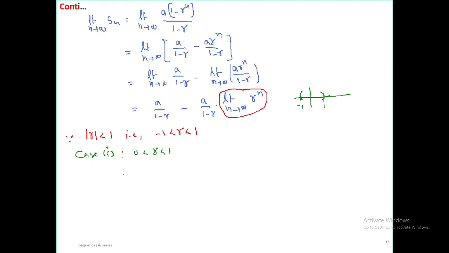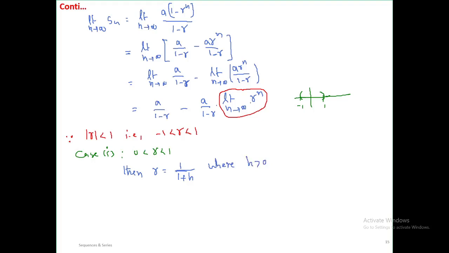So once 0 is less than r less than 1, what will r be? It is a fraction only, right? It will definitely be a fraction because it is less than 1. Any positive number less than 1 is a fraction, which looks like 1 by 1 plus h, where h is more than 0.